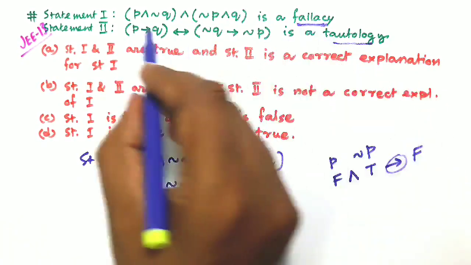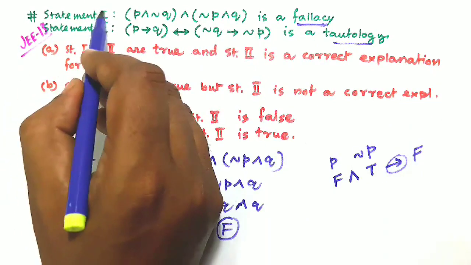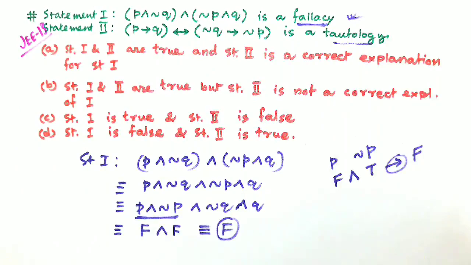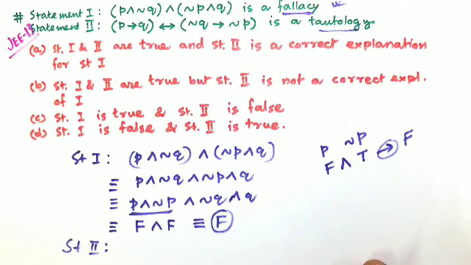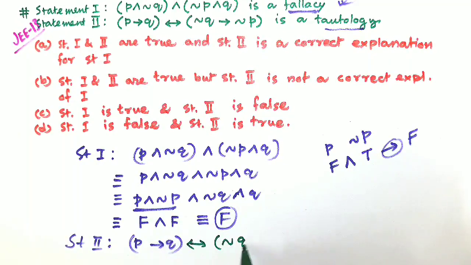Yes, it is given that the first statement is a fallacy. So this statement is true. The first statement is given true. Next statement, what is given? The statement is P implies Q, double implication, negation Q implies negation P.